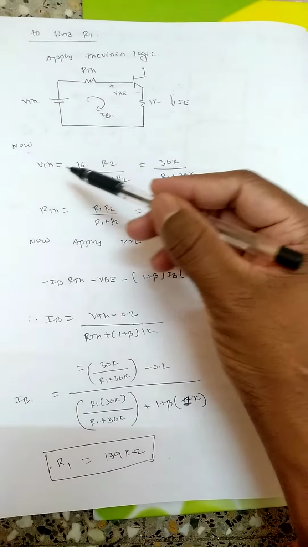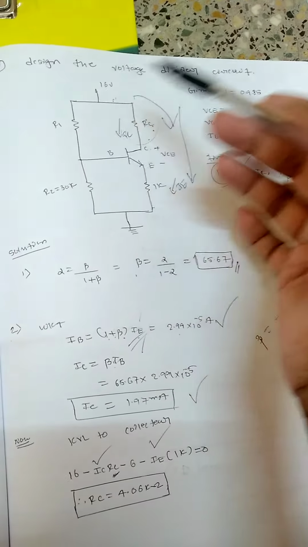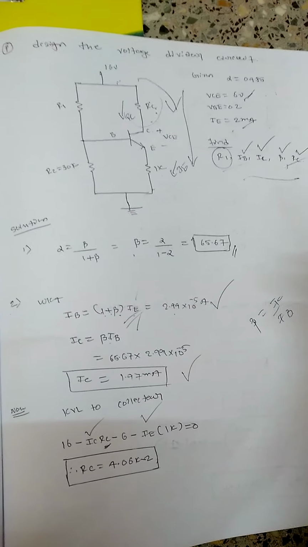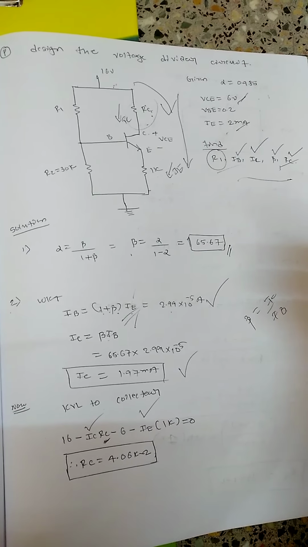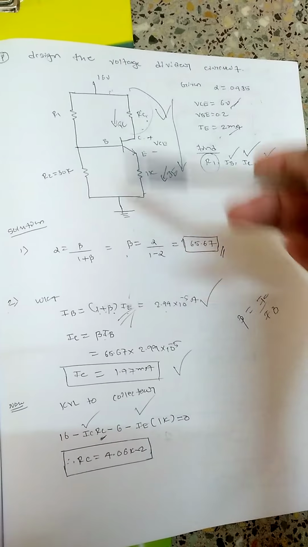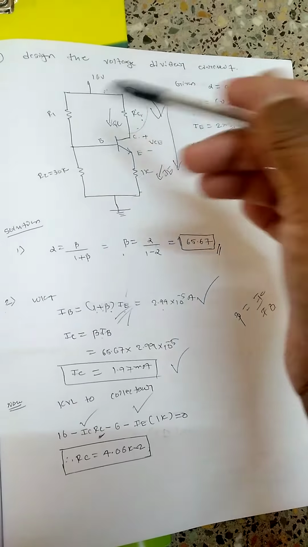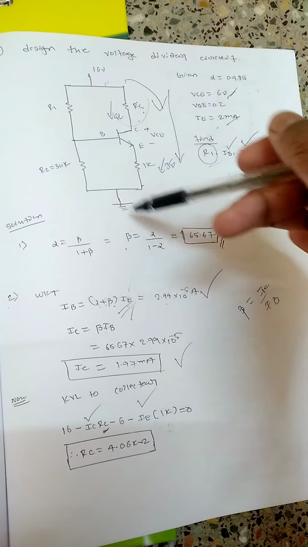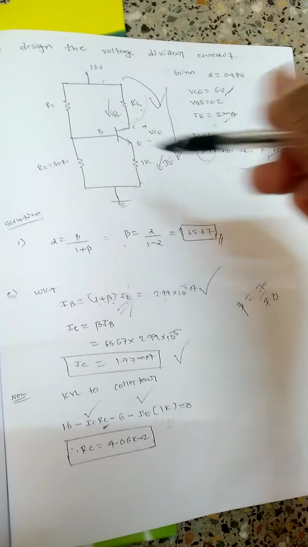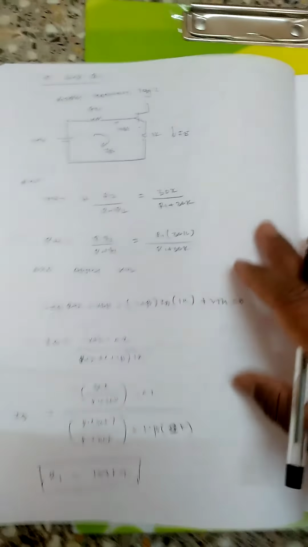So how can I find out VTH? This will be equal to 16. Here it should be noted that only one voltage is acting. In the previous problems which we have solved, there were two voltages acting, like plus 16 and minus 16, minus 4 and plus, something like that. In this case only one voltage is acting, that is the positive voltage, and the negative voltage is equal to 0. So our work is simplified, because we need to consider only one voltage here.